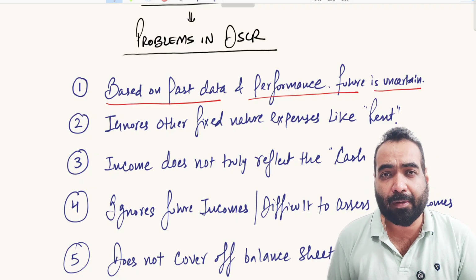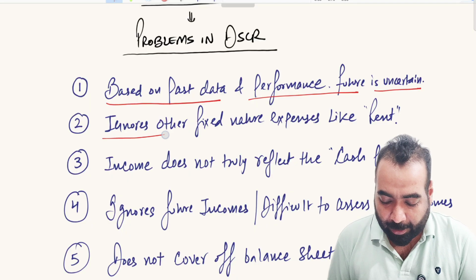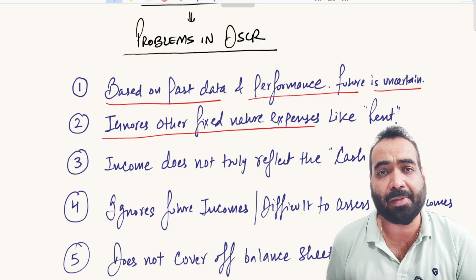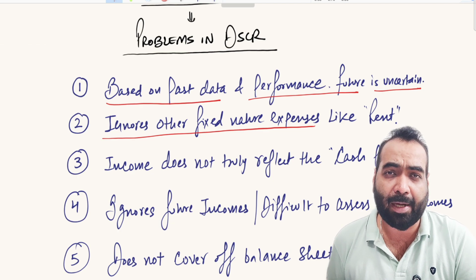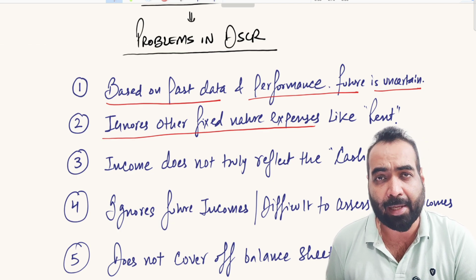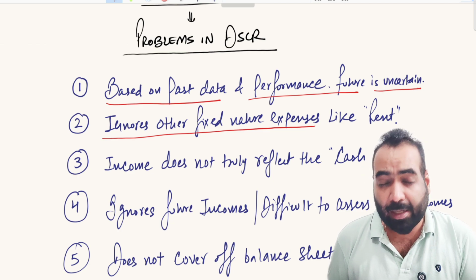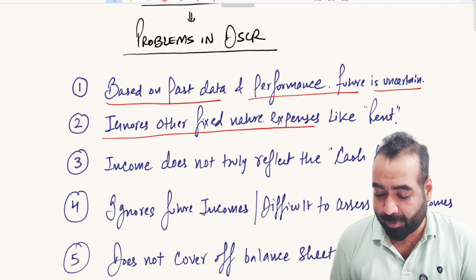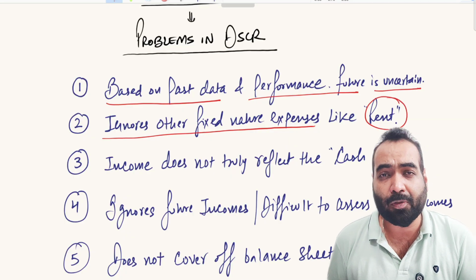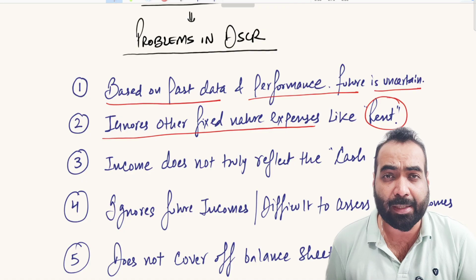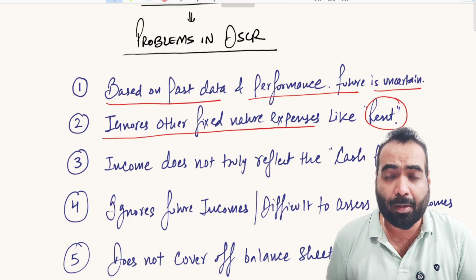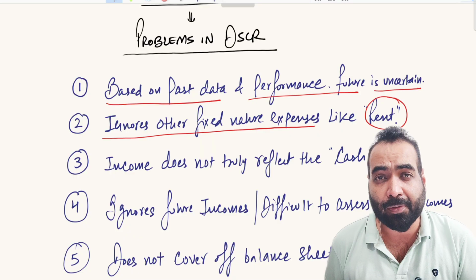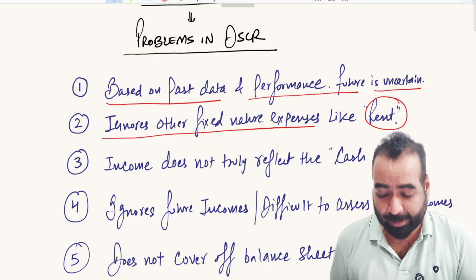Another shortcoming that I have noticed in DSCR is the ignorance of other fixed-nature expenses. When we calculate DSCR, we want to compare the profits earned by the entity to the fixed obligations that it has, right? But there are some other fixed obligations. For example, rent. Rent is also a kind of fixed obligation of the entity. So DSCR calculation doesn't take into account any future obligations of rental expenses of the entity.